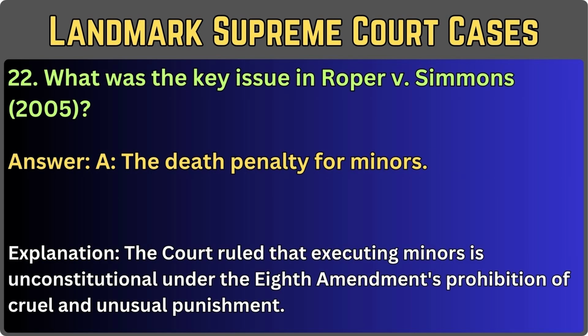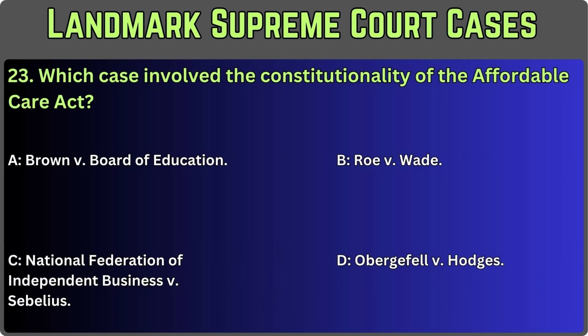Answer: A. The death penalty for minors. Explanation: the court ruled that executing minors is unconstitutional under the Eighth Amendment's prohibition of cruel and unusual punishment. 23. Which case involved the constitutionality of the Affordable Care Act? A. Brown v. Board of Education. B. Roe v. Wade.